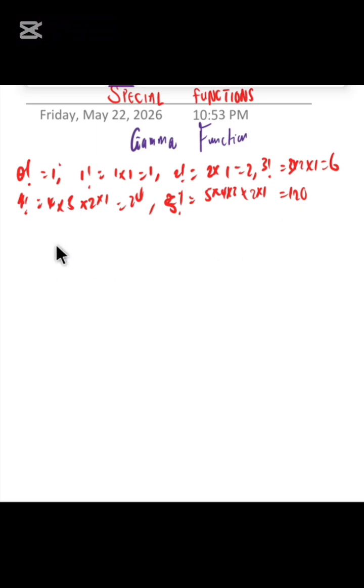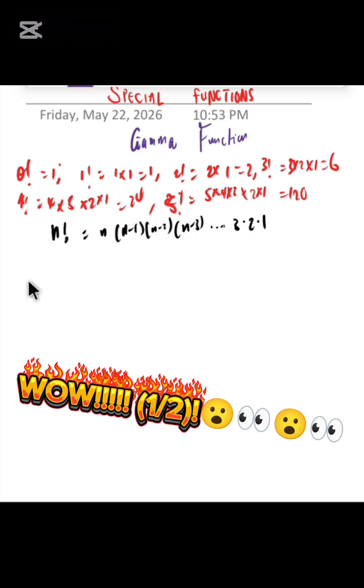And then n factorial gives you n multiplied by n minus 1 multiplied by n minus 2 multiplied by n minus 3, and so on, down to 3 multiplied by 2 multiplied by 1. That's factorial. I know you understand factorials very well. You're not new to factorials, but I want to ask you a question. What if I ask you what is the value of 1 over 2 factorial?